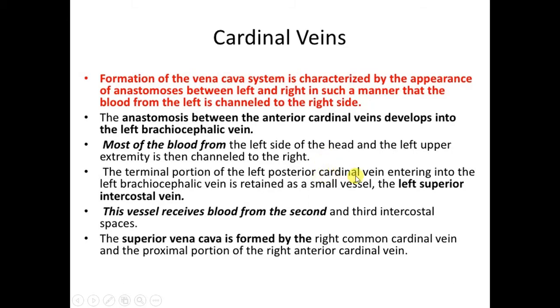The terminal portion of the posterior cardinal vein entering the left brachiocephalic vein remains as the left superior intercostal vein, which drains the upper intercostal spaces, the second and third intercostal spaces. This is a terminal portion of the posterior cardinal vein, not the anterior. The superior vena cava is then formed by the right common cardinal vein and the proximal portion of the right anterior cardinal vein. So we have read this.